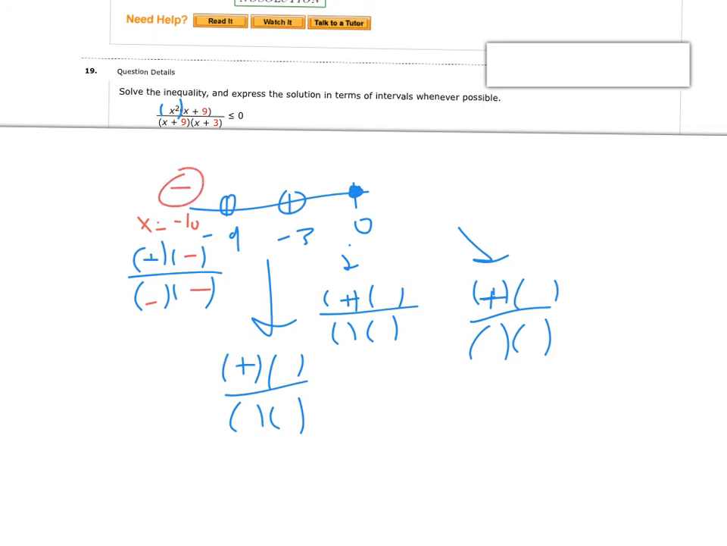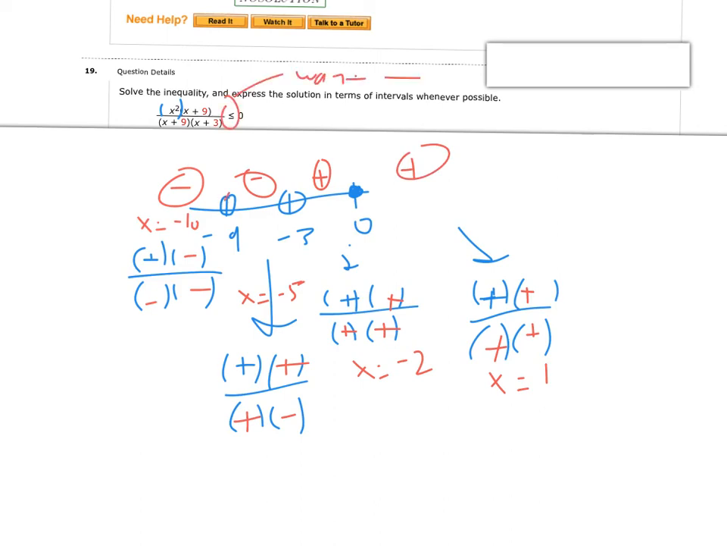If I try something out like x equals -5, -5 plus 9 is positive, but -5 plus 3 is negative, so that's going to be 1 negative. If I try out x equals -2, it's going to be positive everywhere, so that's going to be a positive. And then if I try out x equals 1, that's going to be positive everywhere as well, so that's going to be positive. Okay, so the less than or equal to 0 means we want the negatives, and so I'm going to go over here and in here.